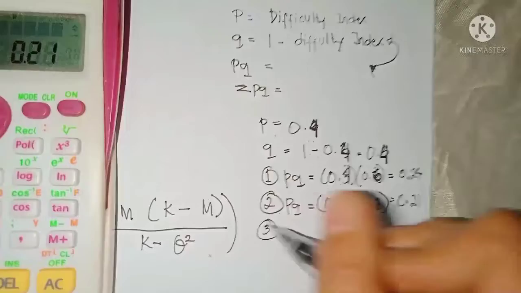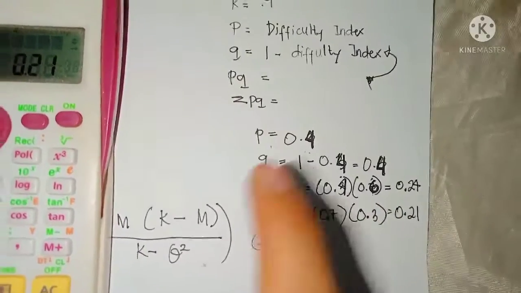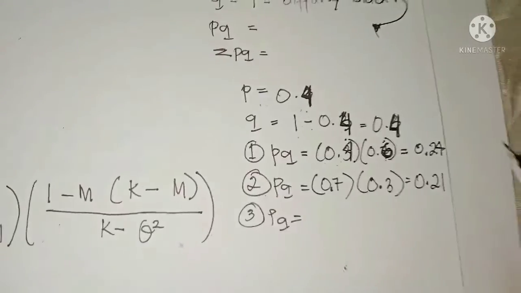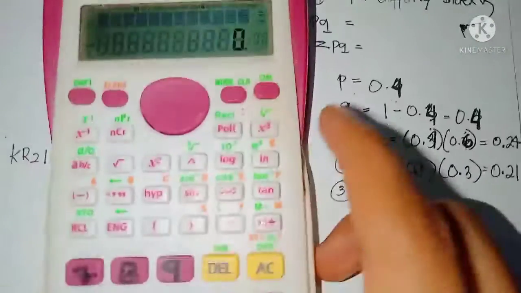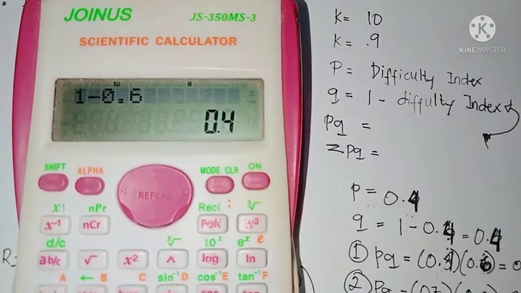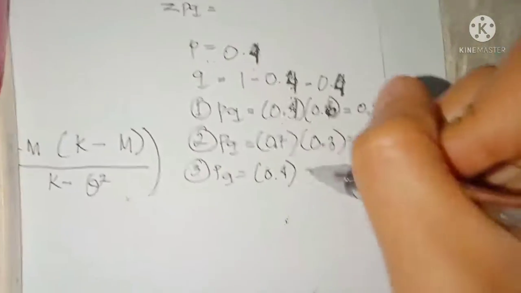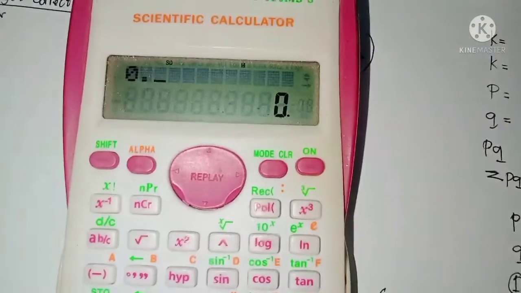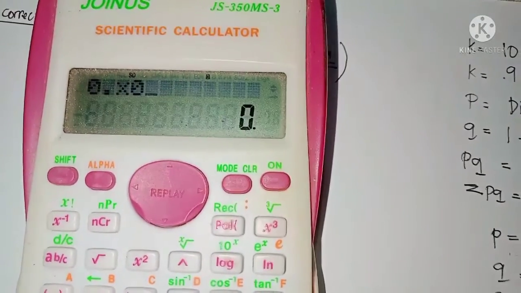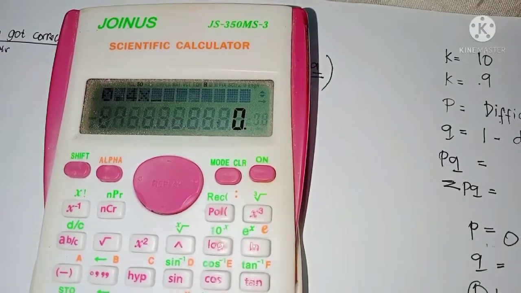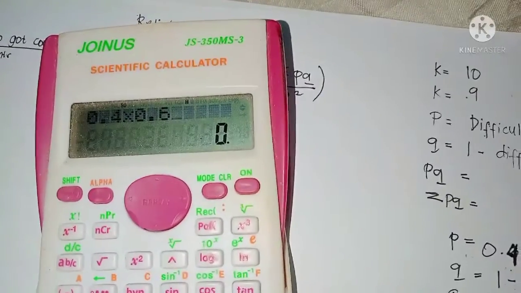And from item number 3, similar to the process of item number 1 and item number 2, we also have to identify the difficulty index of item number 3, which is 0.6. So 1 minus 0.6 is equals to 0.4, times 0.6. So let's multiply it again. 0.4 times 0.6, our answer is 0.24.